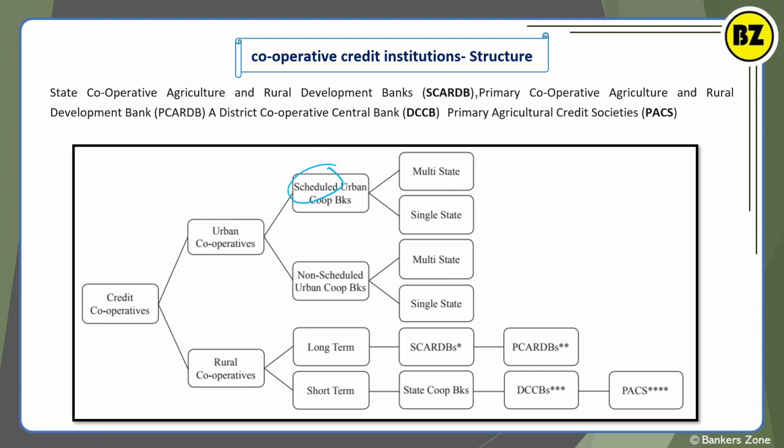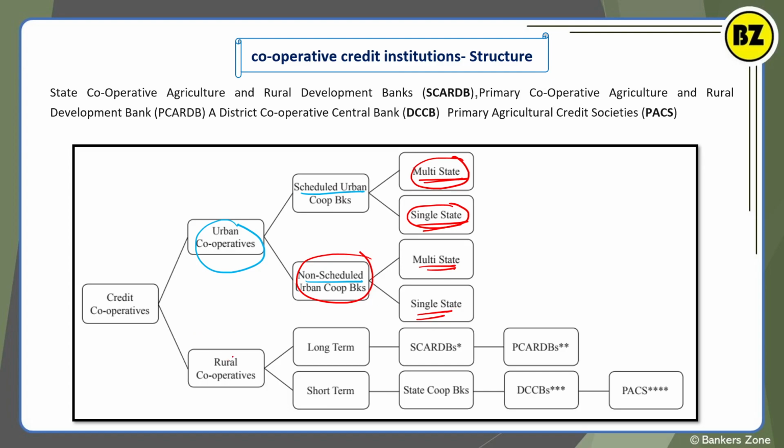So people consider if the bank is scheduled, that means it is more secure, more safe. Got it? So we are having scheduled and non-scheduled urban cooperative banks. Now, scheduled urban cooperative, we are having again two types: multi-state and single state, meaning operating in more than one state, or operating in only one state. And for non-scheduled we are having again multi-state and single state.